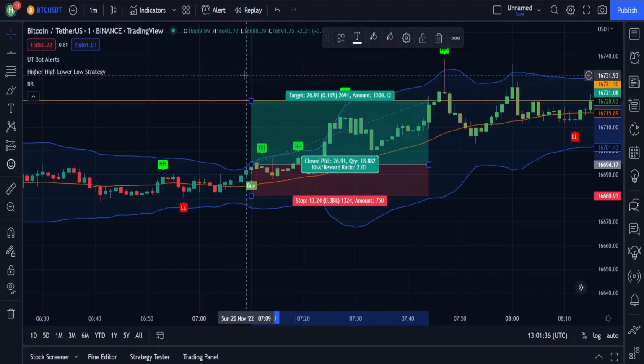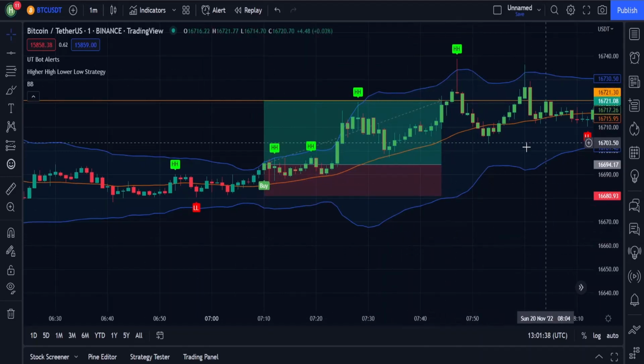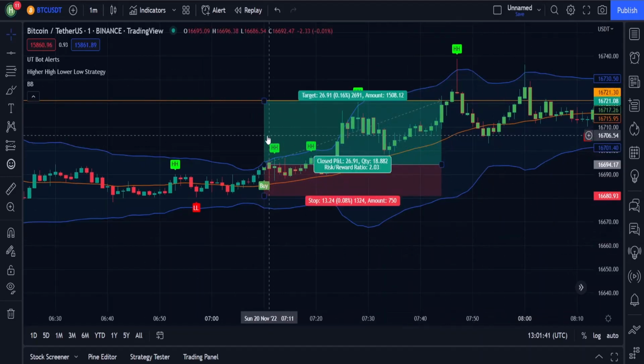So basically, that's the gist of the strategy. I would highly recommend this strategy, but make sure to backtest it before using it.